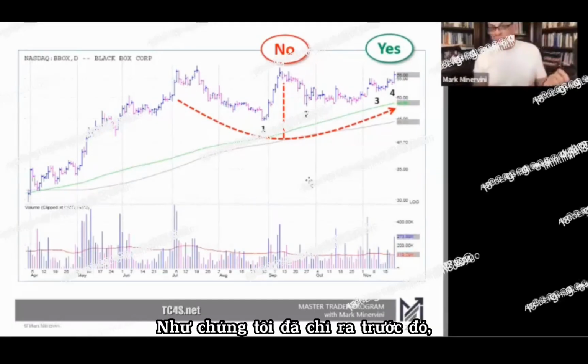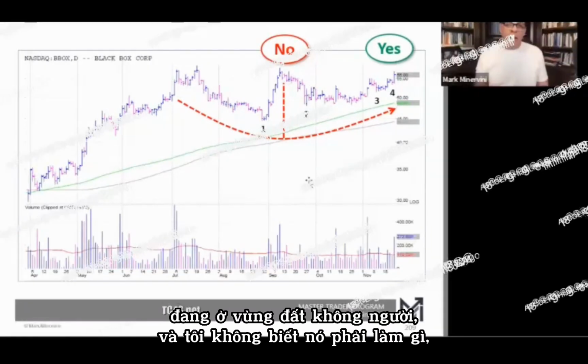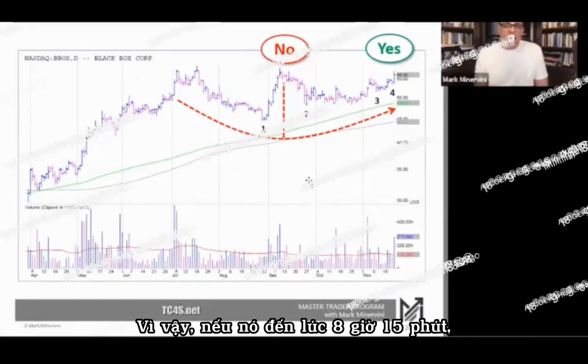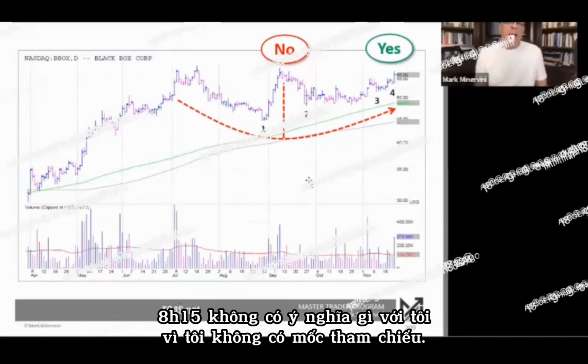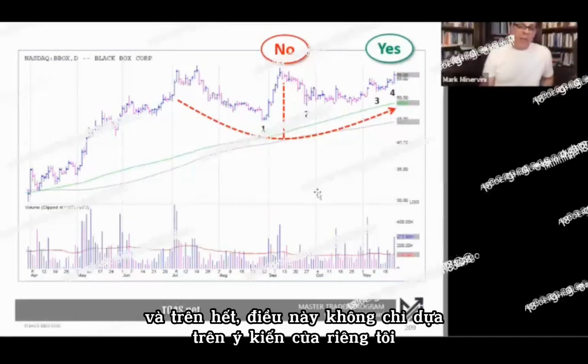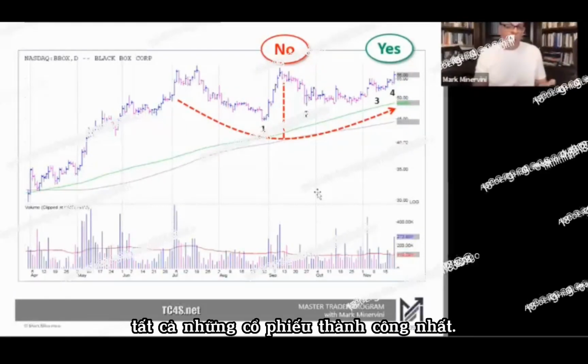However, as we pointed out earlier, we have to have reference points, because when the stock's in no man's land and I don't know what it's supposed to do, it's like I don't know that the train's supposed to come in at 6:05. So if it comes in at 8:15, 8:15 doesn't mean anything to me because I don't have the reference point. So we've got to have those reference points, first of all. And on top of it, this is based not just on my own idea of what should happen, this is based on going back and looking at all the biggest winners.